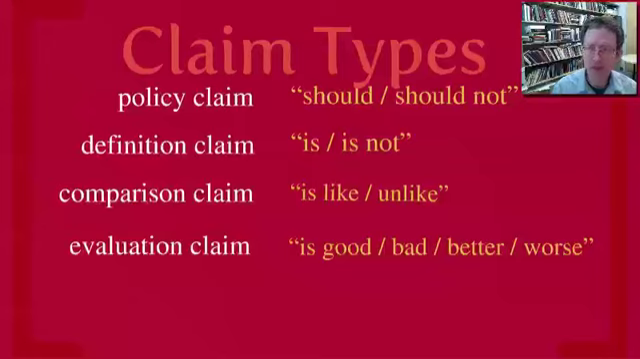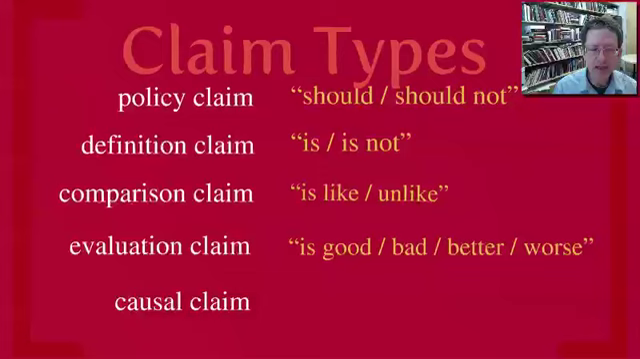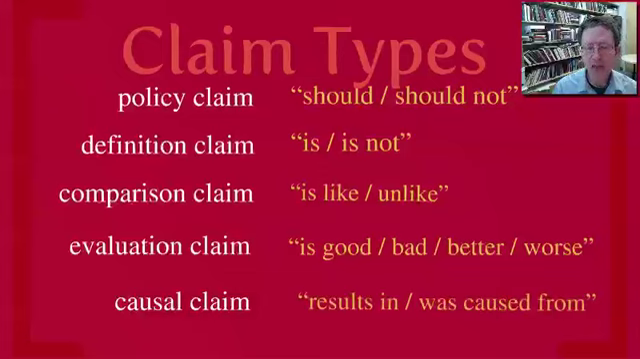This might be an ethical evaluation, it might be an aesthetic evaluation, but you're bringing in some kind of a standard and saying how your topic lines up with that standard. The last one is a causal claim, and that's basically you're claiming that something causes something, or it is a result of something else. Very useful. Policy claim, definition claim, comparison claim, evaluation claim, causal claim. All right, got those in your head?